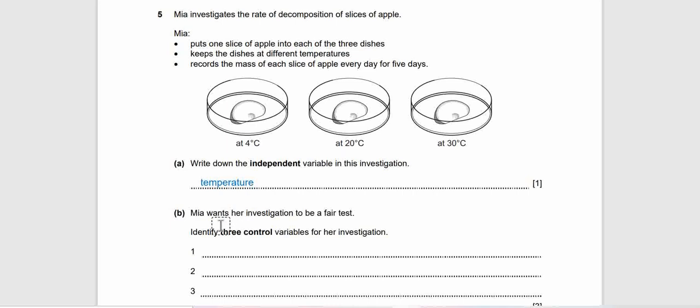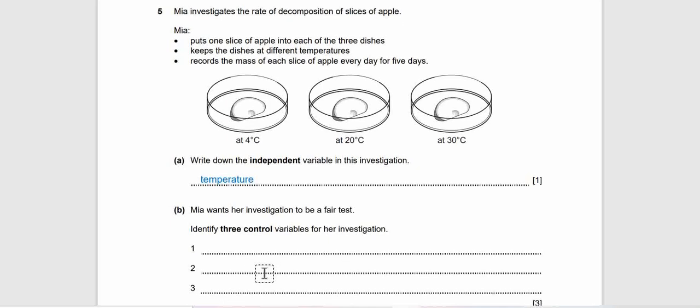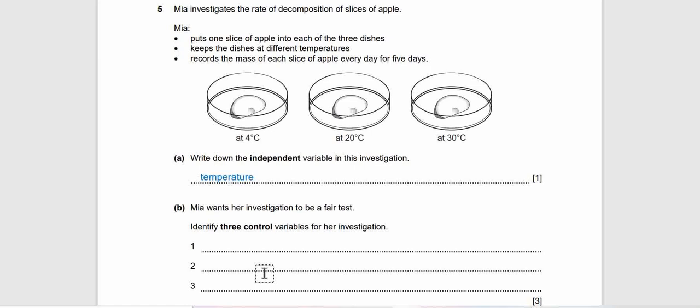Okay, 5B. Mia wants her investigation to be a fair test. Identify 3 control variables for her investigation. 1, 2, 3. So you're given 10 seconds to finish. You may pause this video.